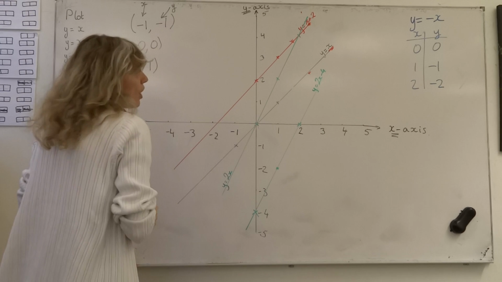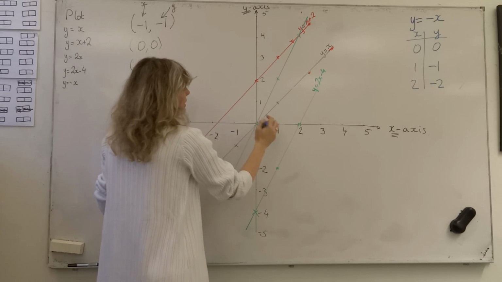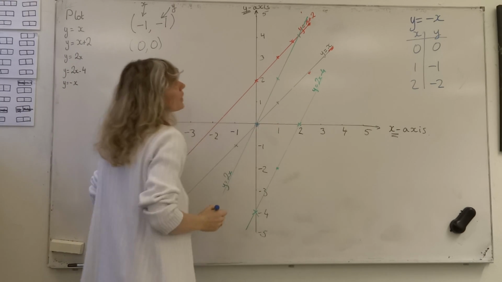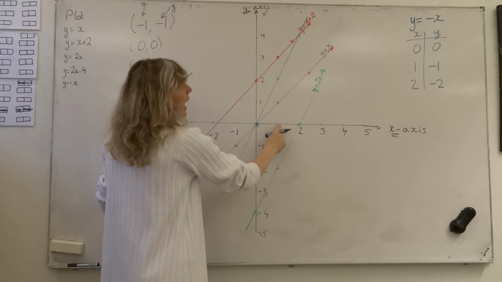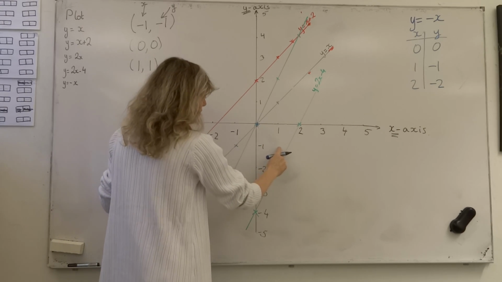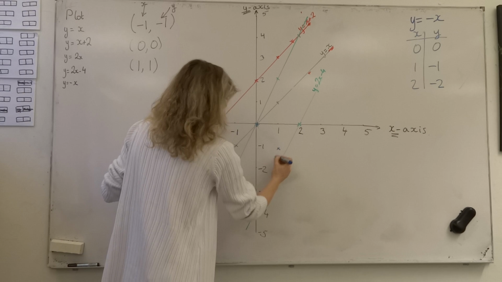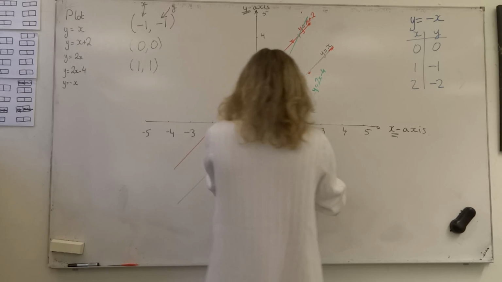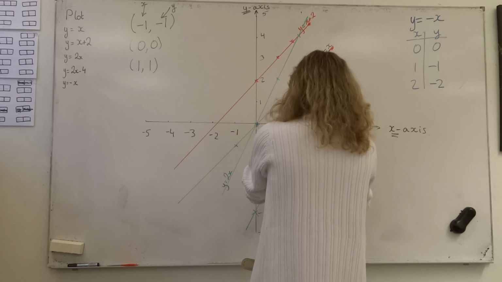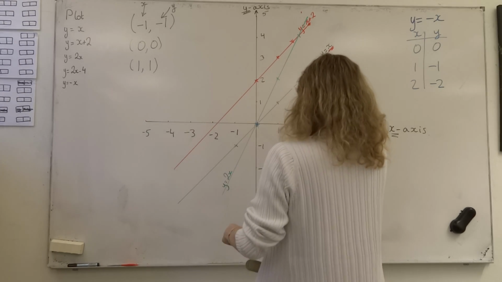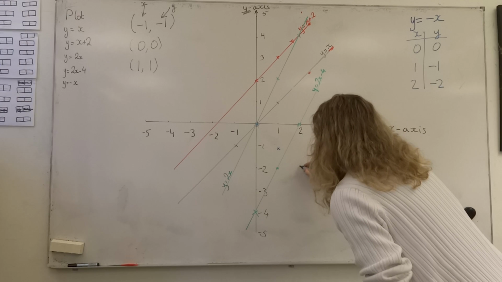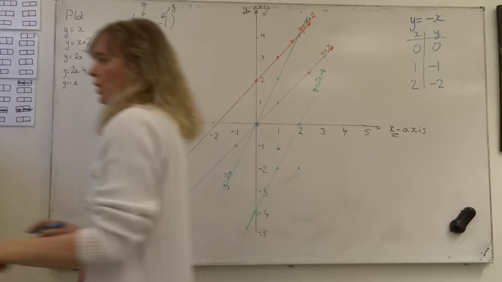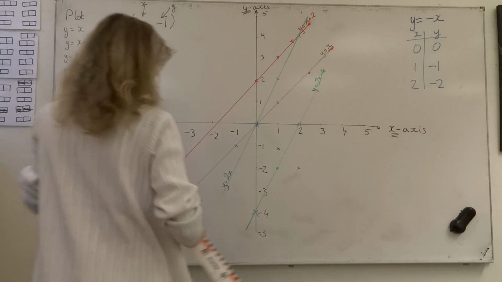So let's plot this graph. First coordinate, 0, 0 again. Second coordinate, x is 1, but y is minus 1, here. x is 2, but y is minus 2, here. I should be using my ruler. Okay, let's plot this graph then.